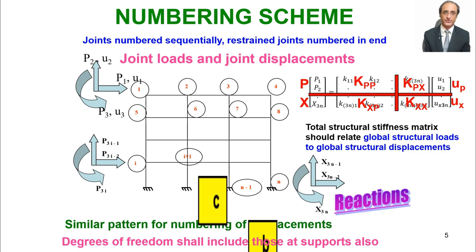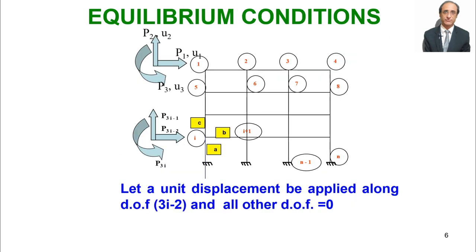Now let's consider a particular joint. Let's say this is the I joint, and we find what members are meeting here. There are three members meeting here. Let us now apply a unit displacement along the degree of freedom 3i minus 2, which is the horizontal displacement here, such that all other degrees of freedom and the corresponding displacements are restrained. So we have to apply a force in this particular direction. This is how the members A, B and C will undergo deformation.